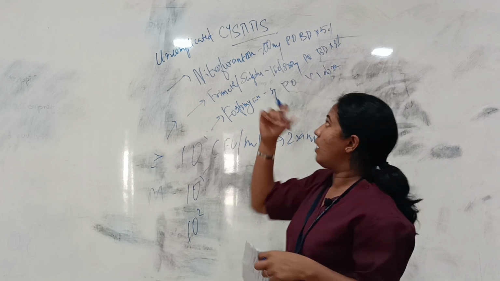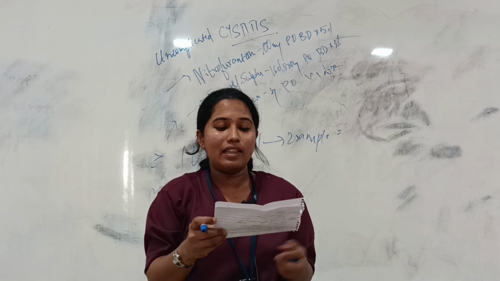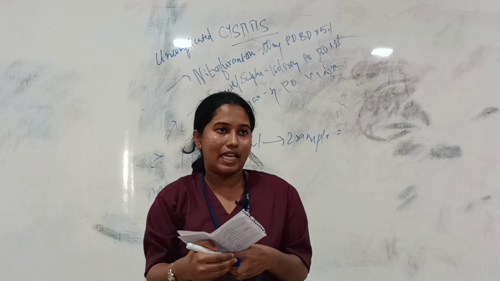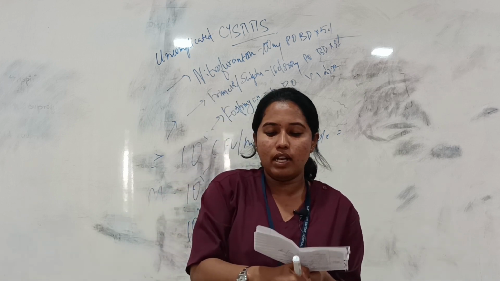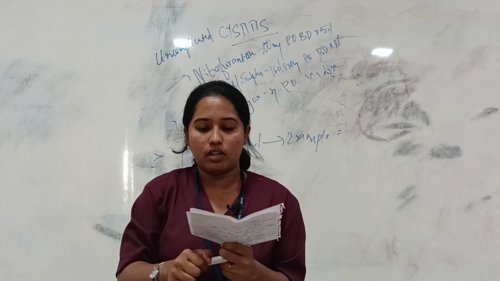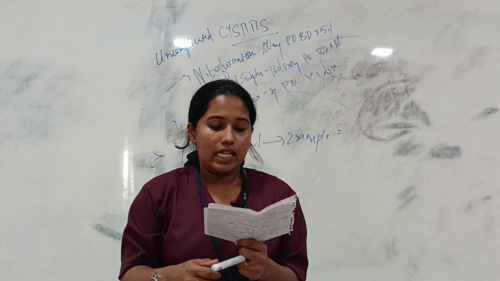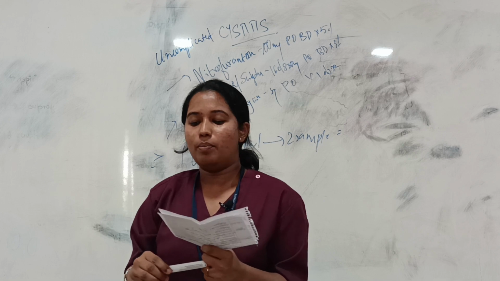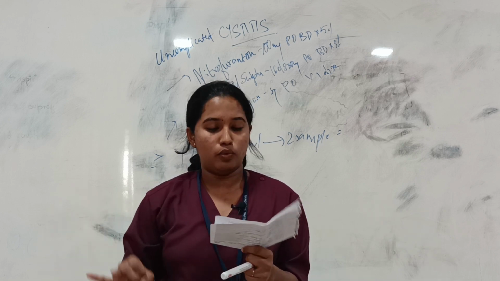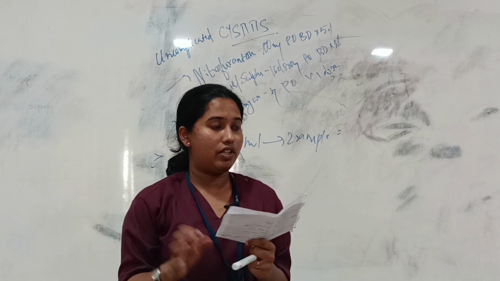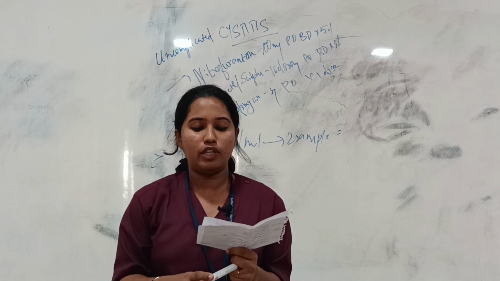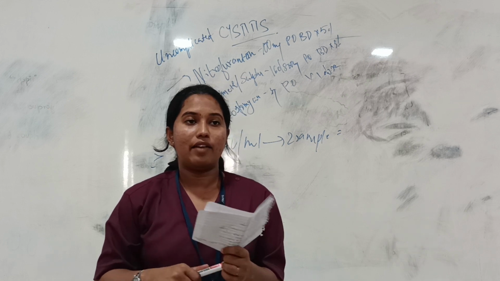For uncomplicated cystitis, the second line therapy is amoxicillin plus clavulanic acid 625 mg per oral every 8 hours for a period of about 5 to 7 days. Next is ceftriaxone 100 mg per oral BD for 5 days, ciprofloxacin 250 mg per oral BD for 3 days, and levofloxacin 250 to 500 mg per oral for 3 days.